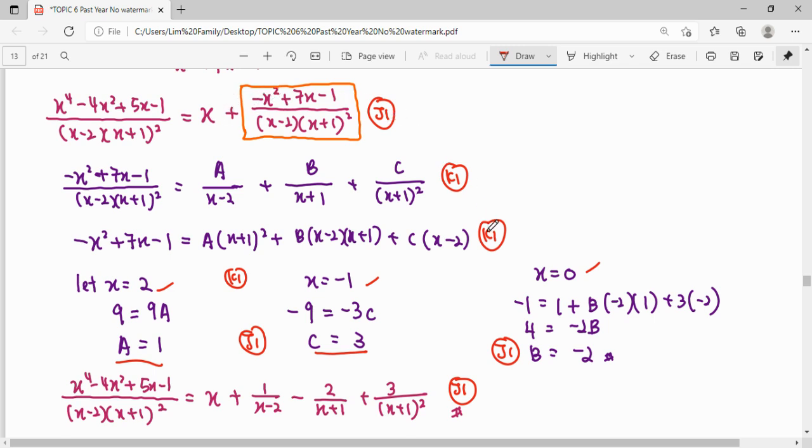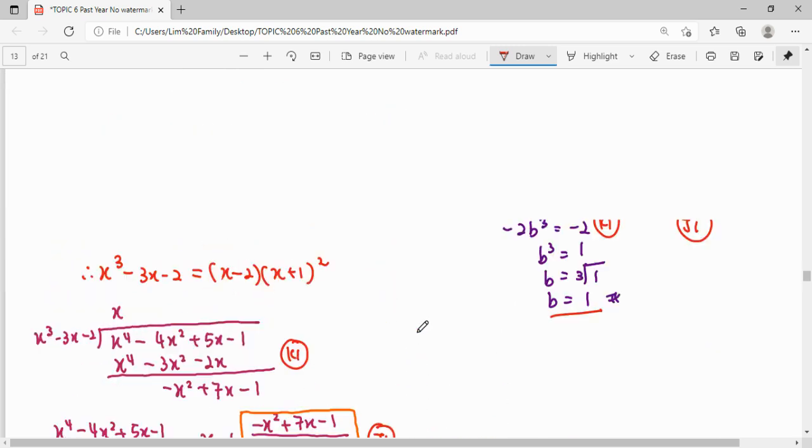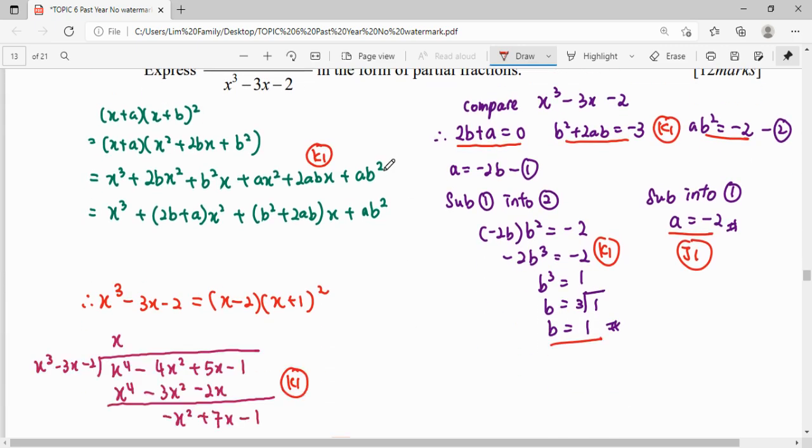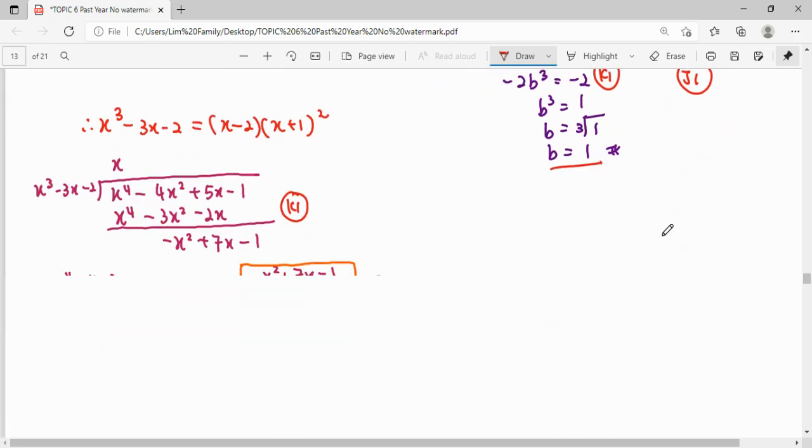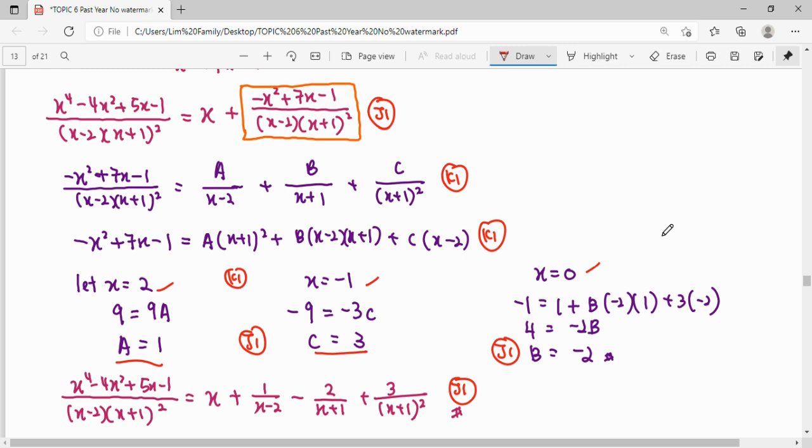So 1, 2, 3, 4, 5, 6, 7, 8, 9, 10, 11, 12. This is how we score our 12 marks.